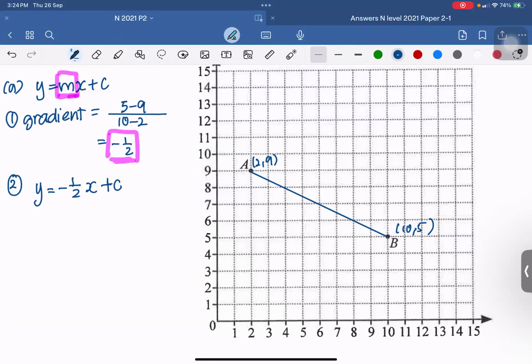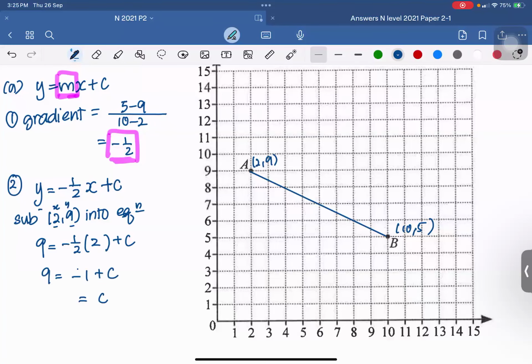Yufeng, can you tell me how do I find c? I need to sub a point. Which point do you want to choose? A. Okay, so we sub the point (2, 9) into the equation. We want to find c. So y now changes to the number 9, negative half, the x now is the number 2, then plus c. So 9 equals negative 1 plus c. So the value for c, I bring this over, will become 10.